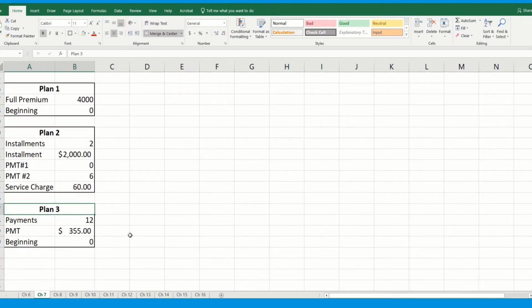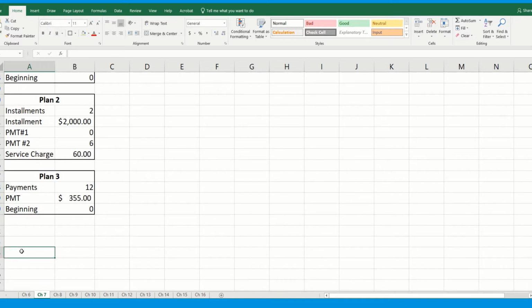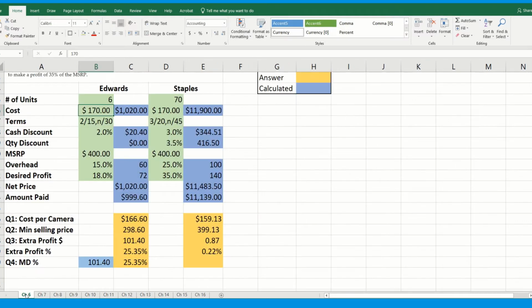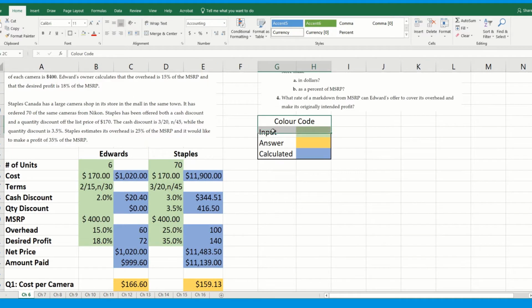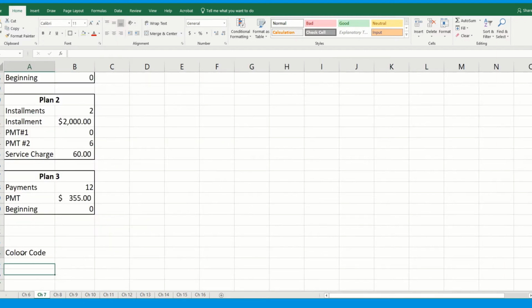I should put in a color coding system as before. So I will do that. I'll just go down here and put it down here. Maybe I will go and look at my chapter 6 that I had, and I'll just copy over the color code. So I'll just copy that. This is from the chapter 6 that we just did, and I will copy it. I'll go to chapter 7, and then I'll just paste that in there.